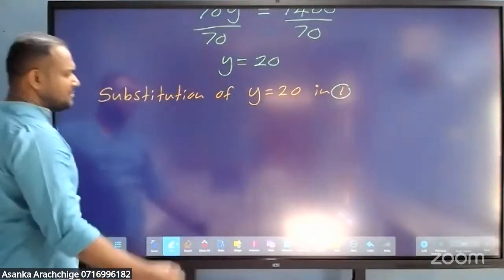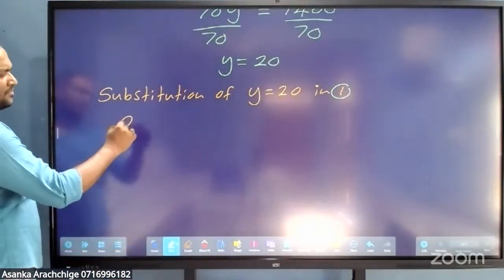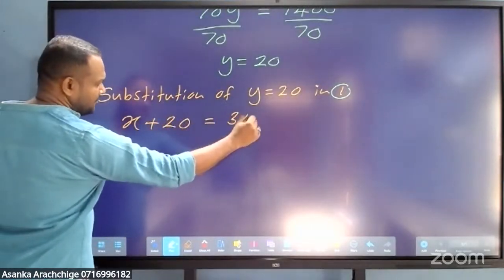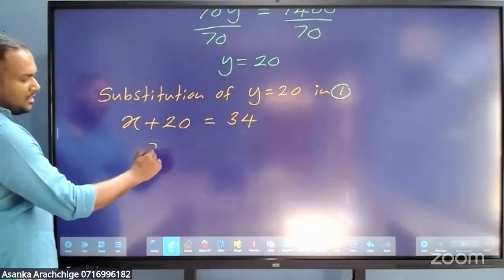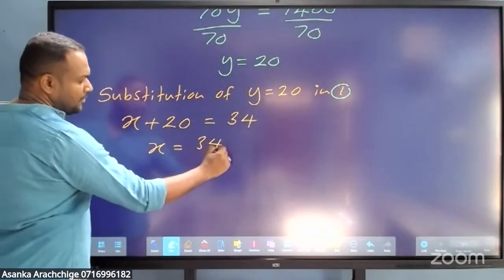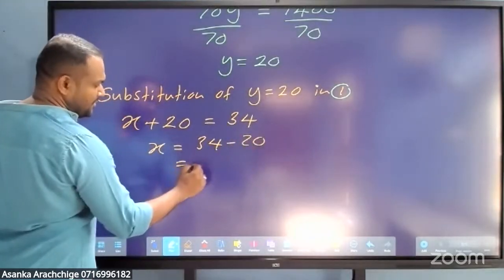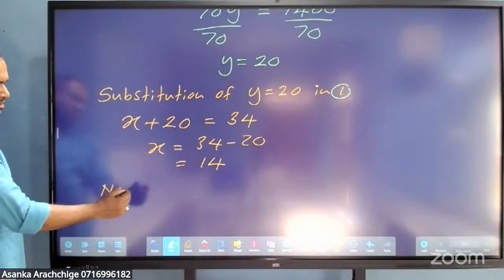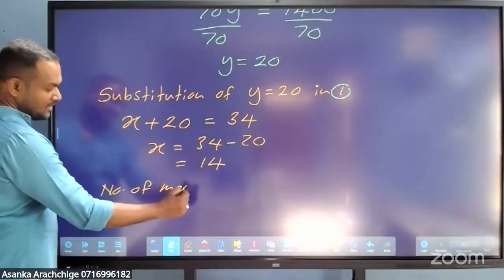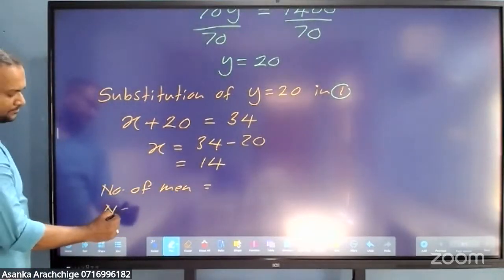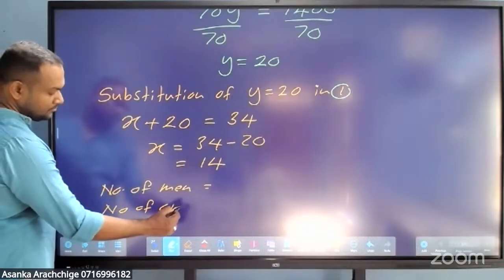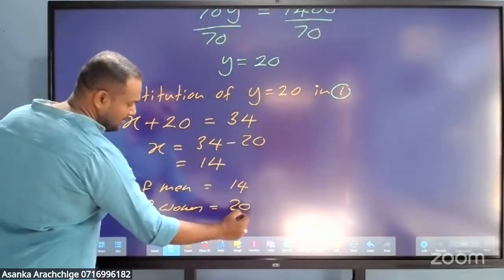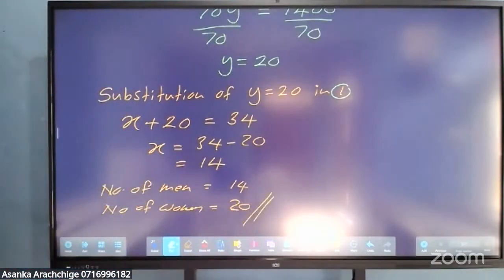Okay, what is the first equation? x plus y equals 34, no? x plus 20 equals 34. Then x equals 34 minus 20, which is 14. Then eventually write number of men and number of women. Number of men 14, number of women 20. Got it?